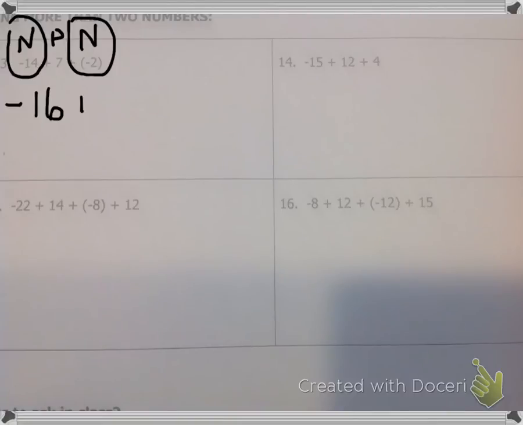So I have a negative 16 plus 7. So now I have a negative 16 and a positive 7. So I have same signs or different? Different signs, a negative and a positive. Different signs, subtract. 16 minus 7 is 9. Take sign of larger number. What's bigger, 16 or 7? 16's bigger, 16's negative, so my answer is negative 9. I think it's easier to do that.